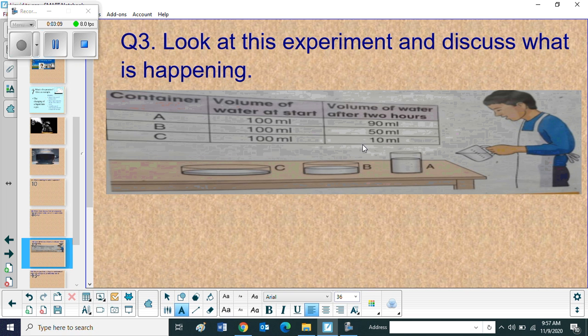Yes, Jamie is investigating to find out how much water evaporates from differently shaped containers. Here the containers are different. He records the volume of water at the start, 100 ml, placing the same amount in each container A, B and C. He leaves the containers and measures the water again. He subtracts the amount left from how much he started with to find out how much evaporated from each container. So that is the experiment.